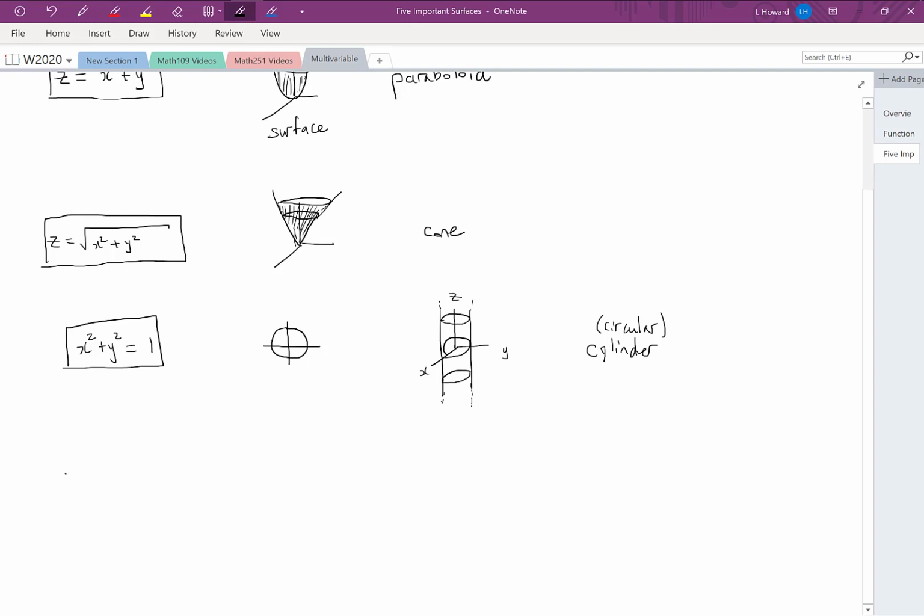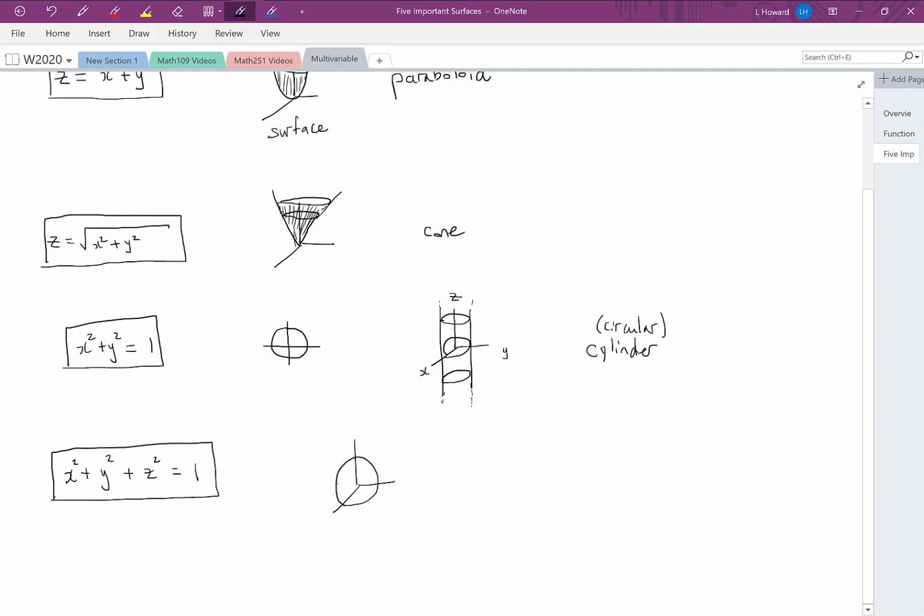Okay, next multivariable function that's going to be important. Again, an implicit function. Z is an implicit function of x and y. We're going to look at x squared plus y squared plus z squared equals 1. Okay, well, in 3 dimensions, this is actually a unit sphere.